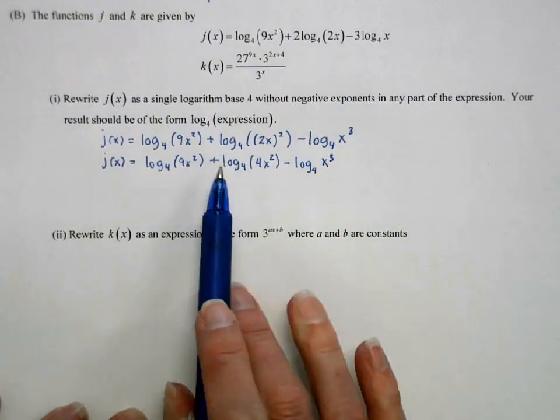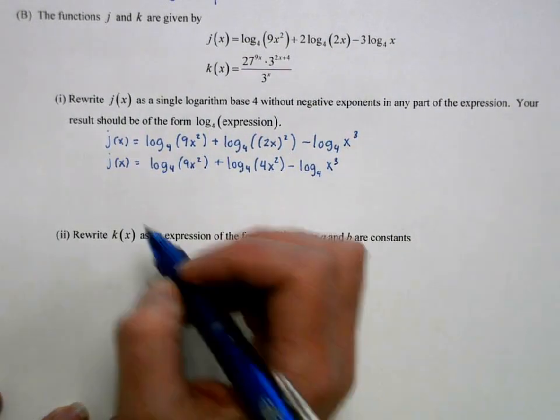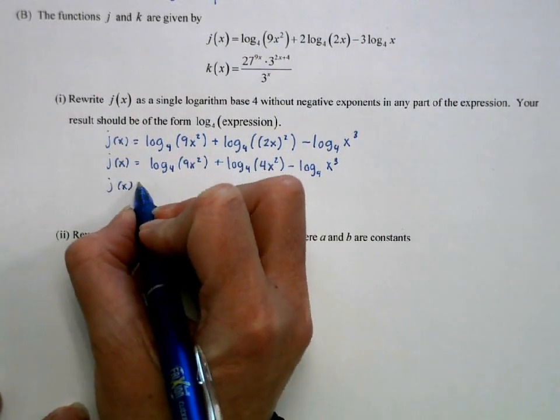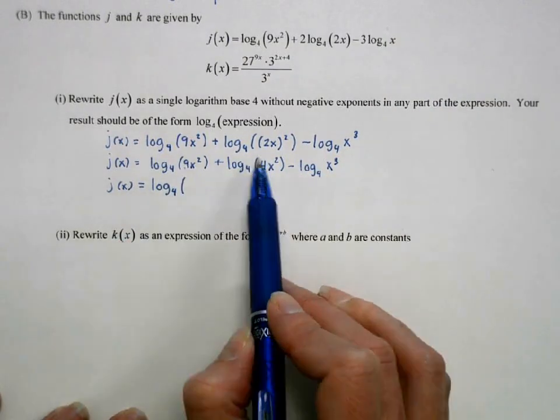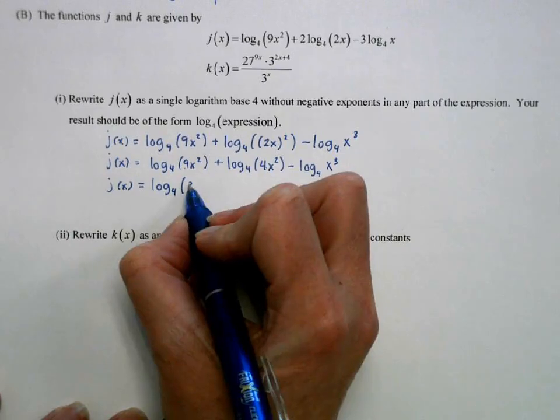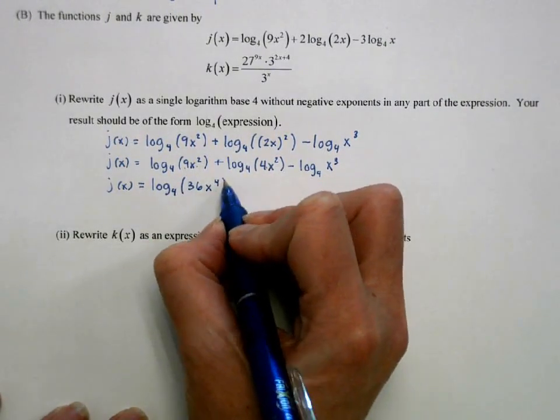Next I can combine these two. Since this is a plus, we're going to be multiplying these two. So I'm going to multiply the 9 and the 4 to get 36. Multiply the x squared and the x squared to get x to the 4th.